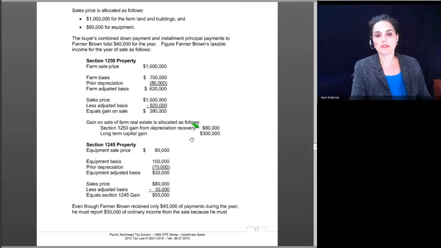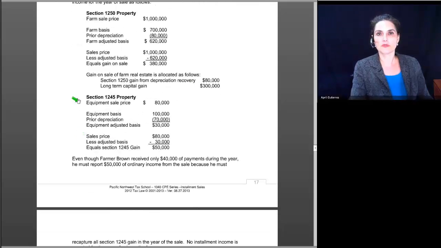Farmer Brown is going to be able to use the installment method on both of these numbers. He'll recover the $80,000 first, and it's taxed at the higher maximum rate of 25%, whereas the long-term capital gain amount is going to be taxed at the highest rate, which in 2012 is 15%, and in 2013 it is 20%. Plus in 2013, we're dealing with the additional Medicare tax that can come into play as well. But these two gain amounts are separated out because they have two different maximum tax rates that apply.